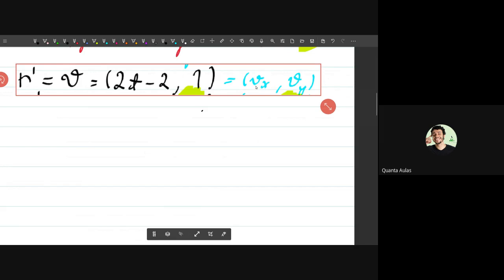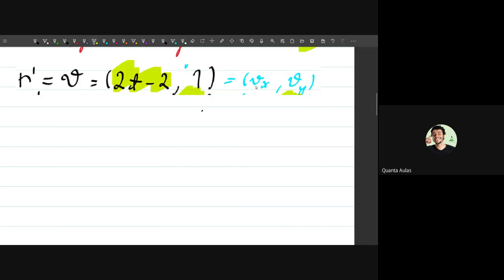Oh, you can see the velocity in x. This component is x. Do you remember? Oh, okay. This component is time dependent. We have the letter t, time. So if the time passes, your velocity will change. Okay.